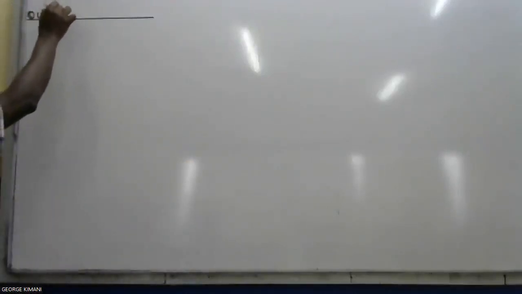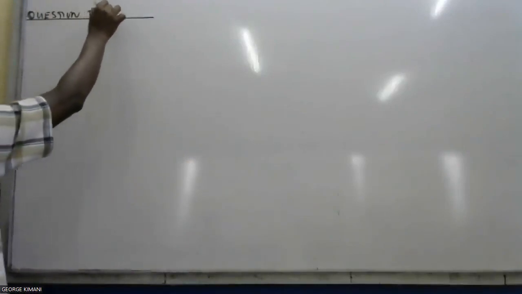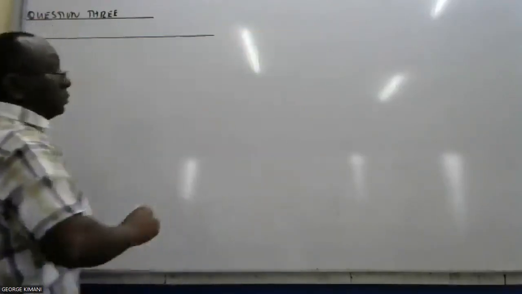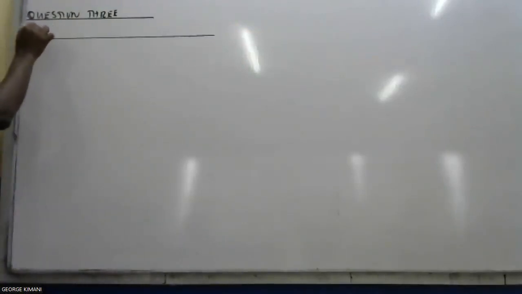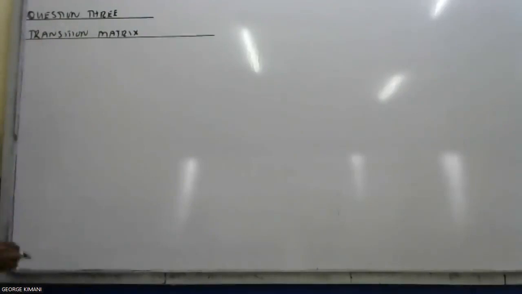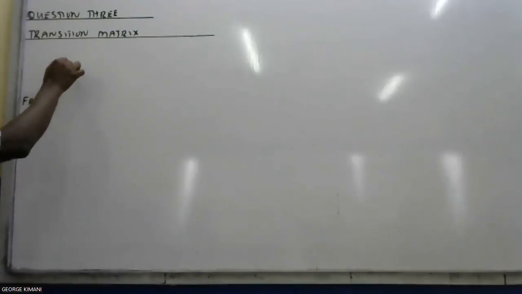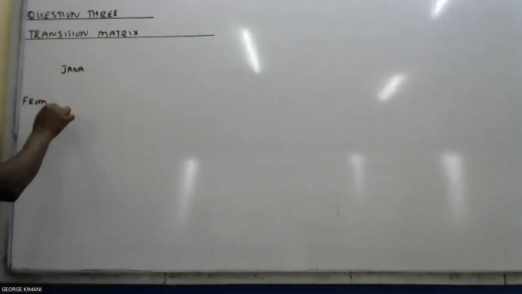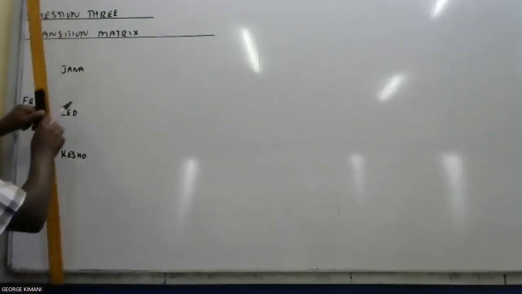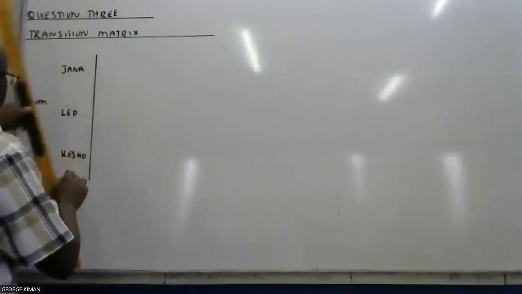So in that question number three, we are supposed to have a transition matrix. Now, the transition matrix is from, there are three companies there. There is one that is called Jana. There's another one that is called what? Leo. And there is another one that is called Kesho. So this is how it's done. Look at that table so that you're able to follow what I'm doing.